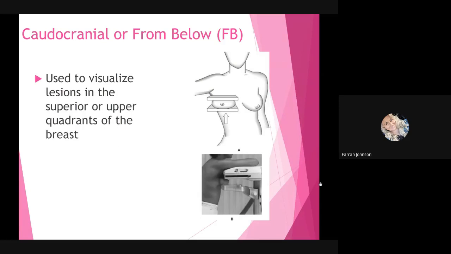Then that brings us to the craniocaudal, or from below projection. So this is going to be used to visualize lesions in the superior or upper quadrants of the breast. And it's basically our CC projection. However, it's flip-flopped. So our image detector is going to be at the superior aspect of the breast, and the paddle is going to be coming from up underneath, or the inferior aspect of the breast.